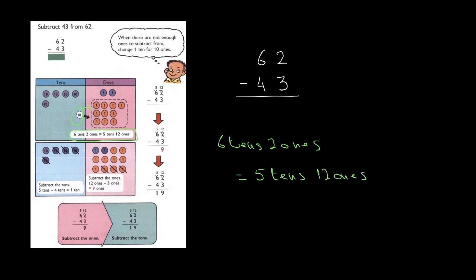And please note this is what we're going to do, because what we do over here is really the act of thinking of 6 tens and 2 ones as 5 tens and 12 ones, and that's what we're doing over here, right? And now from 12 ones we can eat 3 ones to be left with 9 ones, and we have 5 tens and we can eat away 4 tens to be left with 1 ten, and the answer is 19.